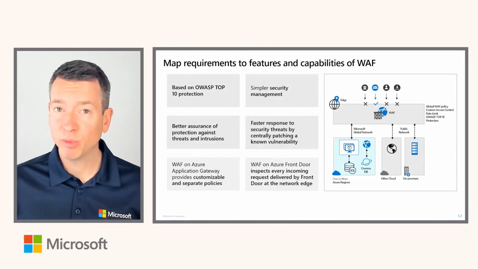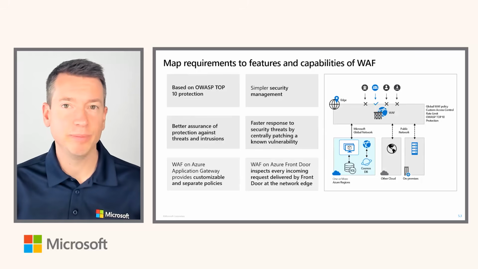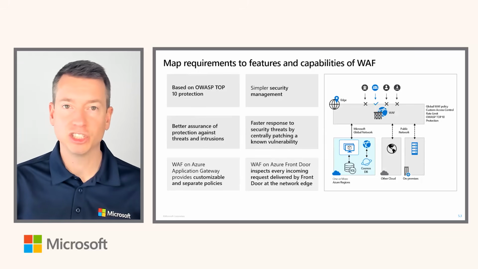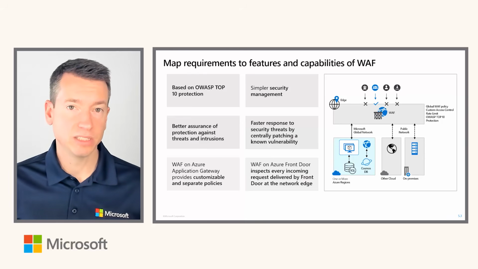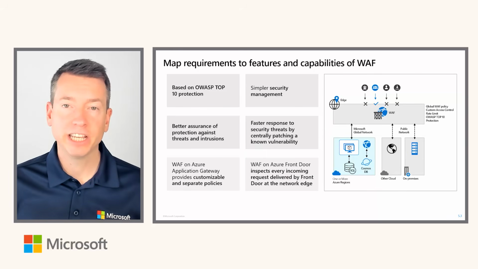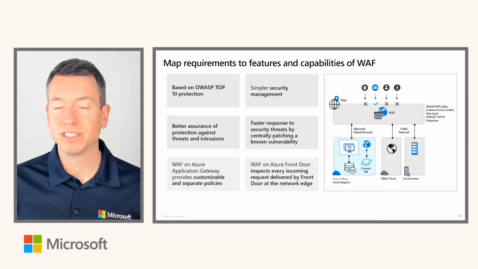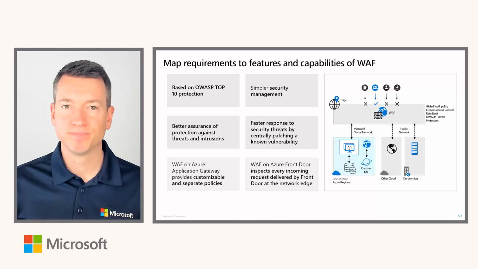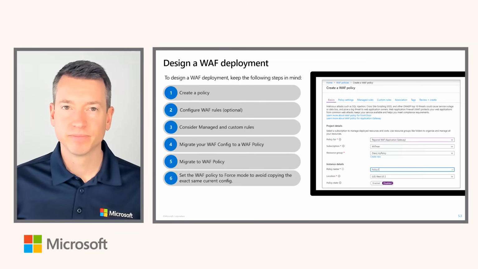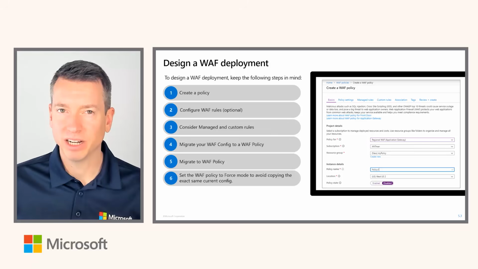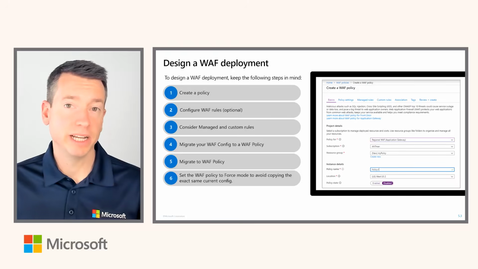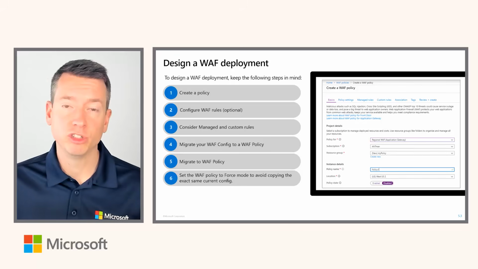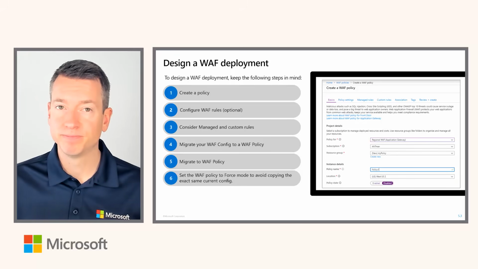Web Application Firewall protects web workloads and can be integrated with Azure Application Gateway and Azure Front Door. It provides centralized protection for your web applications from common exploits and vulnerabilities. Keep the following steps in mind. The Azure managed OWASP rules are enabled by default, or you can use your own custom rules.